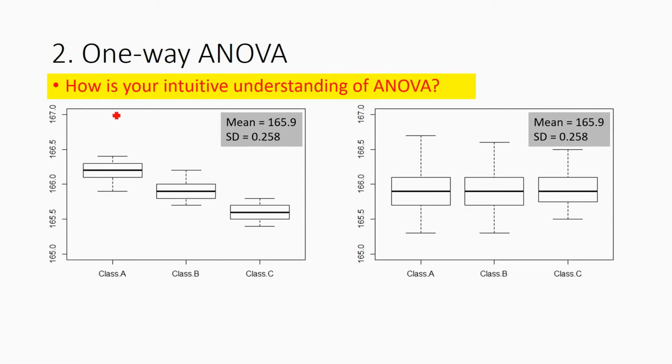In this case, this is the measurement for the body height of 100 students from class A, 100 students from class B, and 100 students from class C. The overall mean, just like how we calculated just now, and the overall standard deviation are the same between these two data sets. But this is just mean and standard deviation. The exact value is not the same, right, for each of the classes.